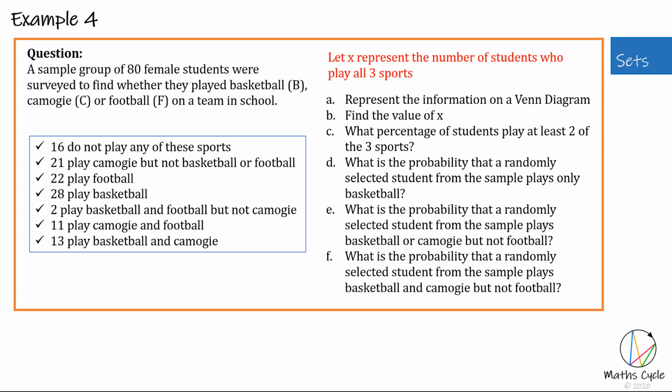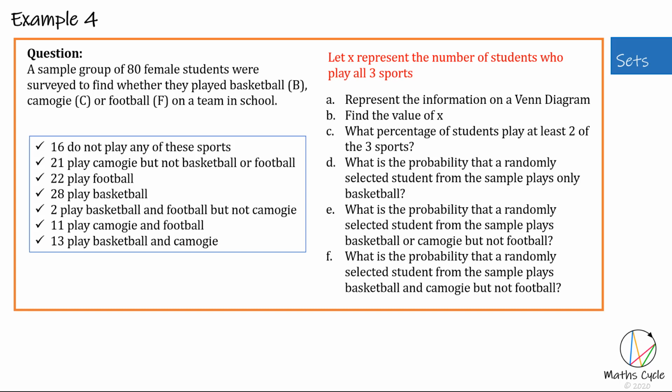The data provided is 16 do not play any of these sports, 21 play camogie but not basketball or football, 22 play football, 28 play basketball, 2 play basketball and football but not camogie, 11 play camogie and football, 13 play basketball and camogie. Okay? And then the question is, let X represent the number of students who play all 3 sports.